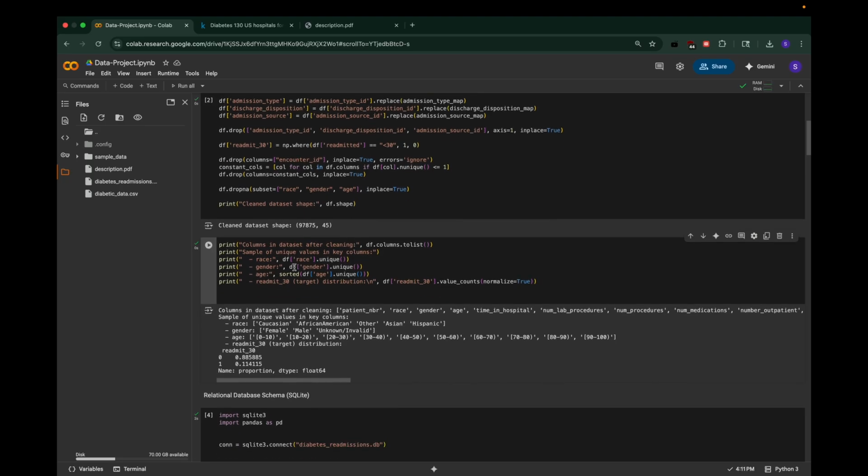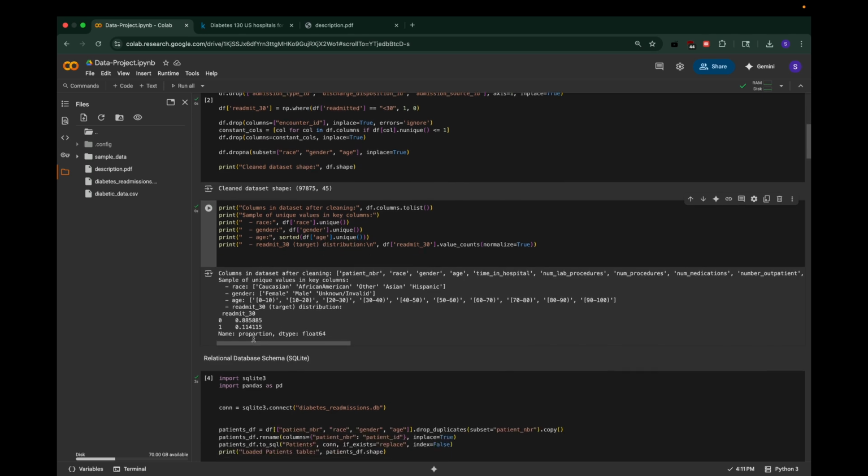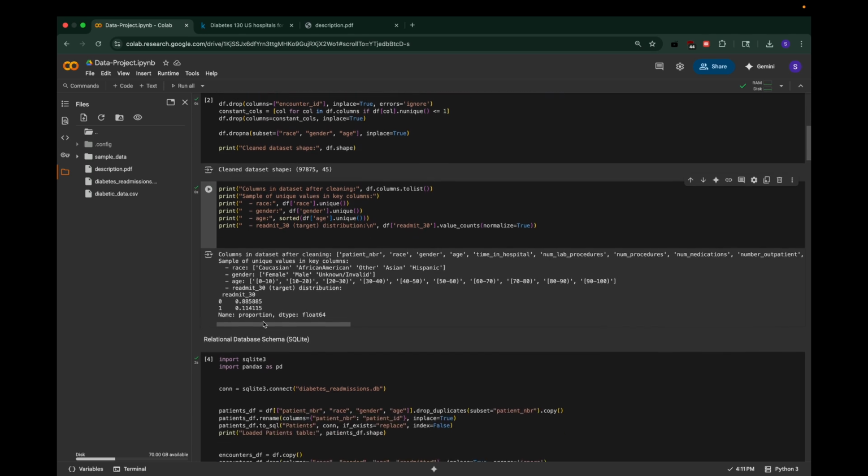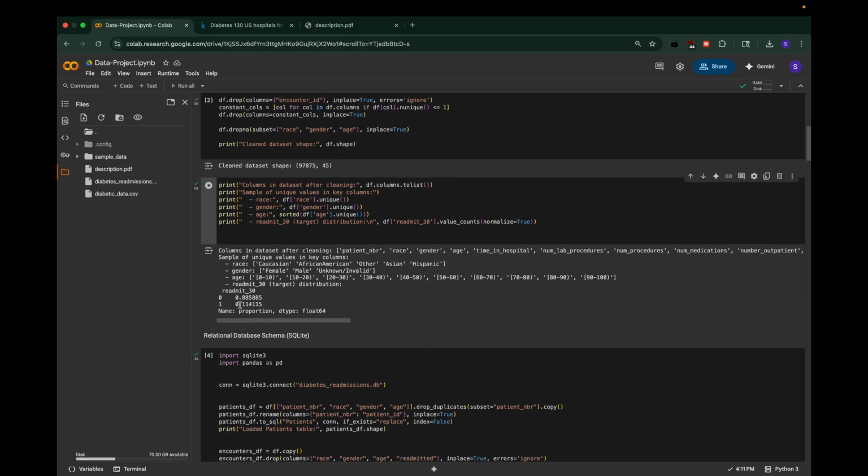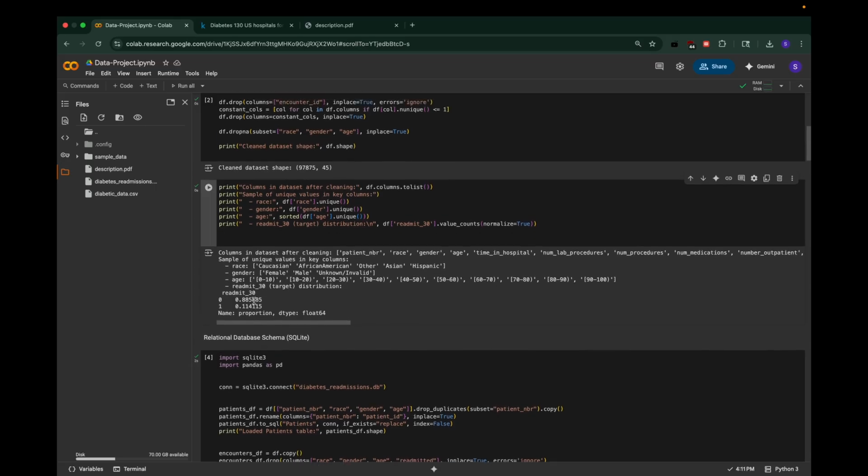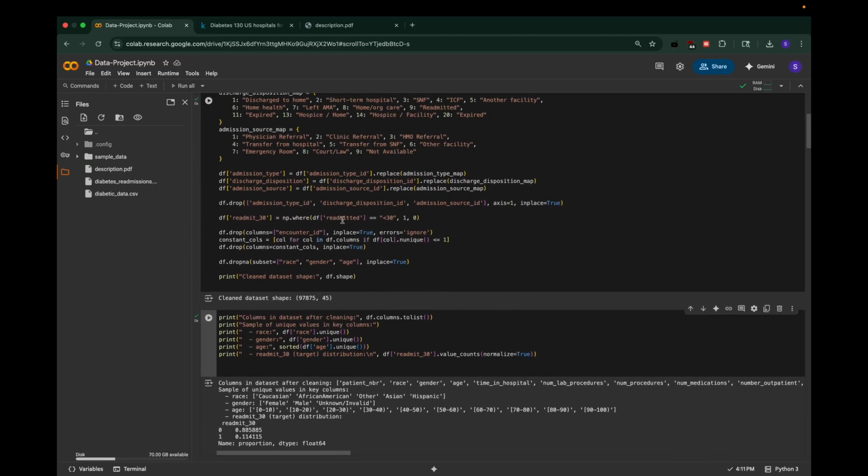Here you see the overall data. This shows us the unique races, like Caucasian, African American, and others, the unique genders, the age groups, and the overall share of people who will be readmitted. About 11.4% are readmitted, as opposed to 88.5% who aren't. So yeah, this is the preprocessing of the data.